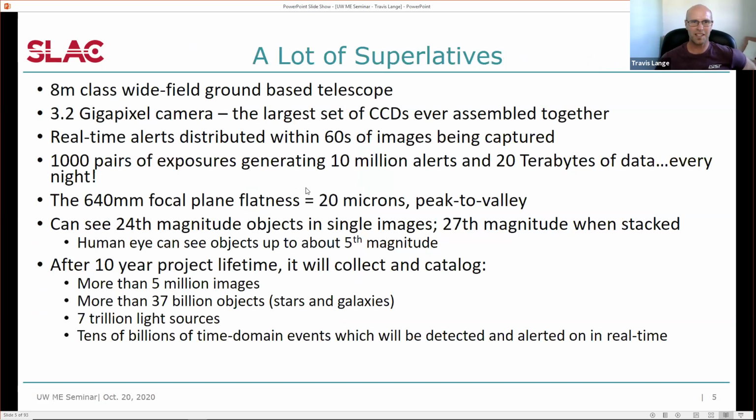So this is a big project. It has a lot of superlatives. It's an 8-meter primary mirror that focuses the light into the camera. The camera itself is 3.2 gigapixels, so that's the largest set of CCDs ever put together. In fact, we're going through the process right now of getting certified by the Guinness Book. So in 2021, this camera will be in the Guinness Book of Records as the biggest digital camera.